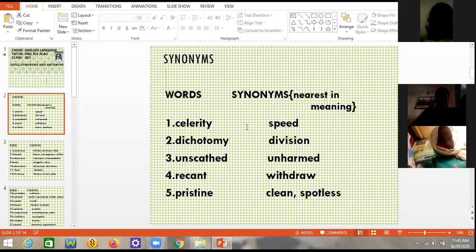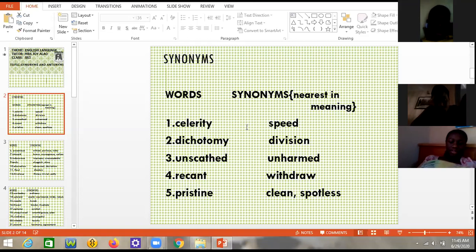Another synonym for celerity is speed. Number two, we say dichotomy. I'm sure maybe you've come across this word. It means division. Yes, you can say it means division. But another synonym for it is what?